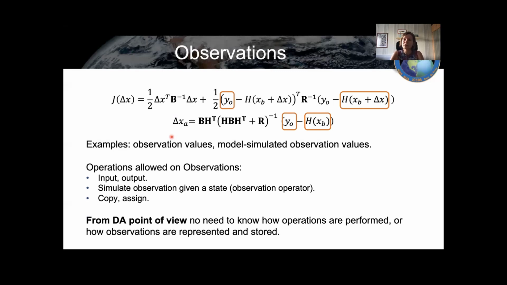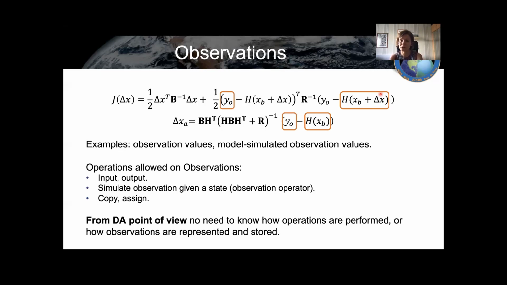So on the observation side of things, there are two classes that are similar in a way to state and increment. The first one is called observations, and this is a vector in the observation space. And examples here, it could be the observation values YO. It could be the result of the observation operator or model simulated observation values, H of xb or H of xb plus delta x. So this is a vector in the ob space, similarly to how state is a vector in the model space.